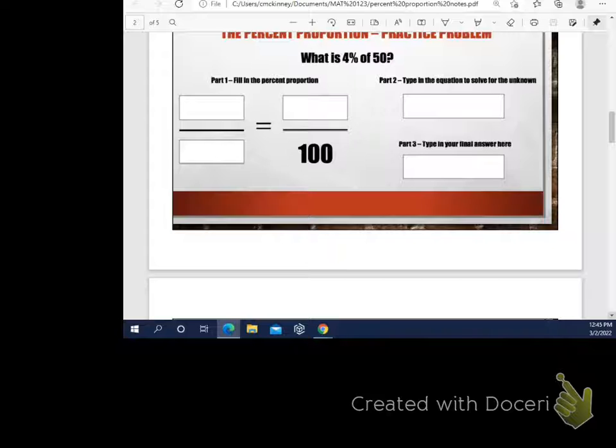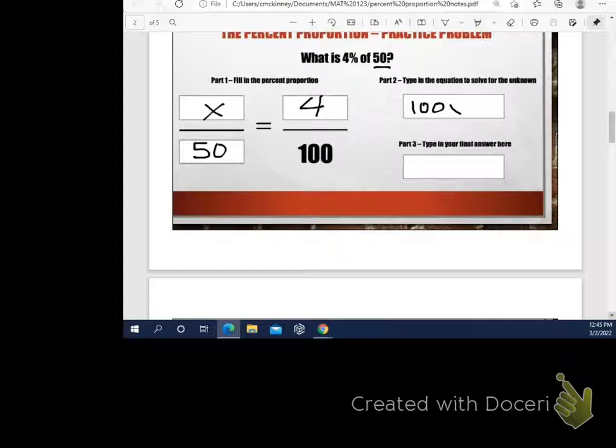So, 4% of 50. What is 4% of 50? I usually place my percent first just because it's easy, because it has a percent sign. 50 follows of, so it's going to go on the bottom, because that's where the base or the whole is. It's always going to follow of. And then this is my missing number.